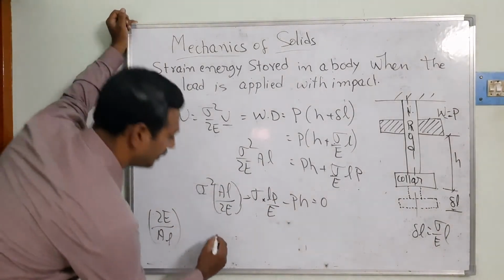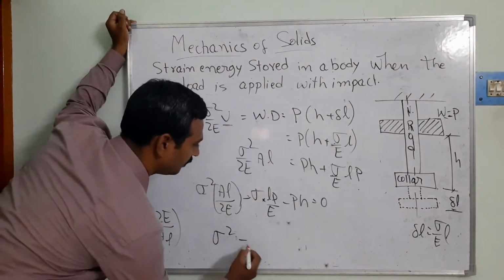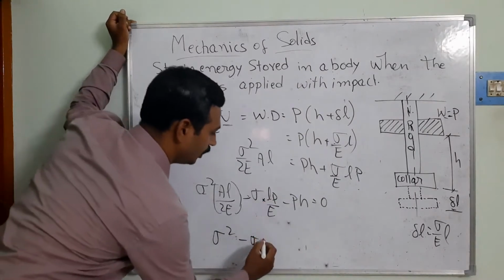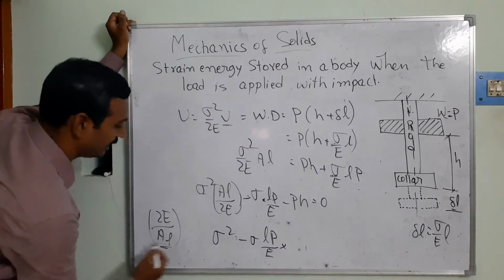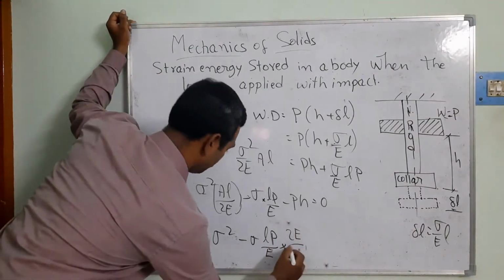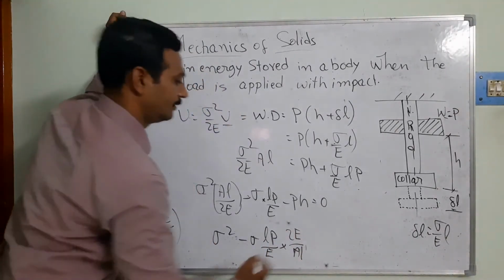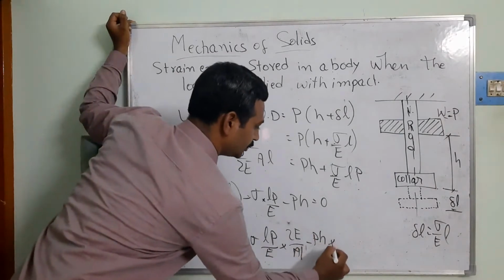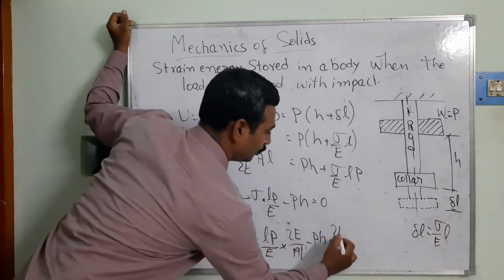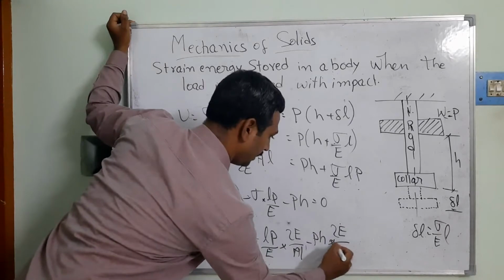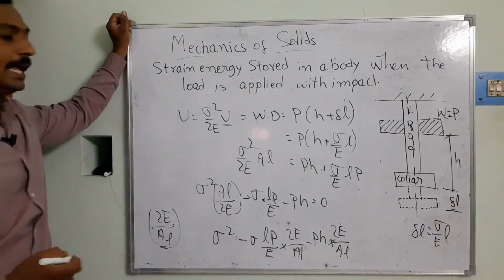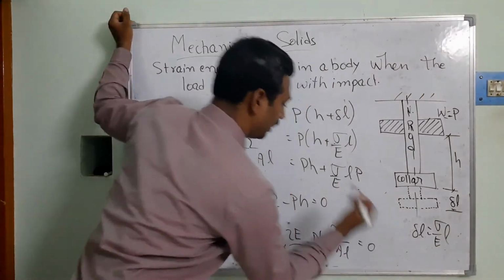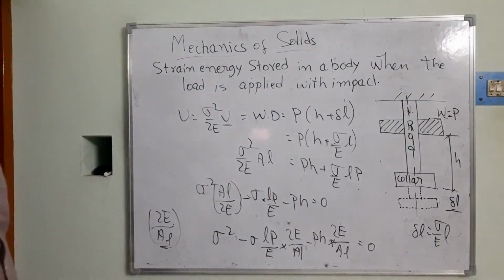Then what I am going to get is sigma square minus sigma into LP by E into 2E by AL, minus P into H into 2E by AL, right? And I am going to derive further simplification of this equation here.